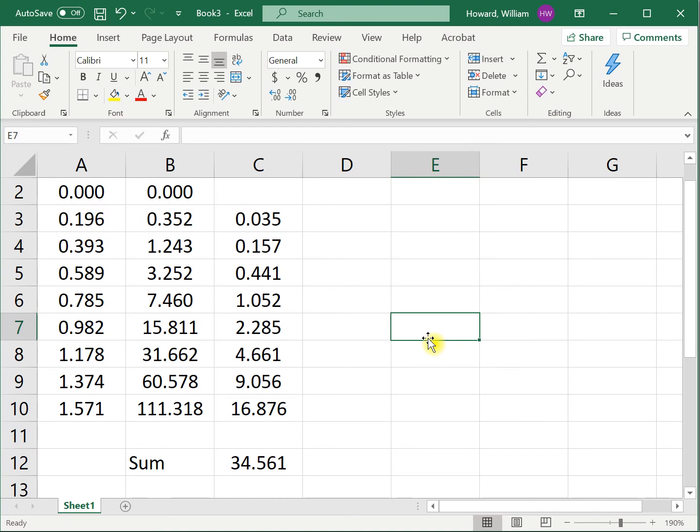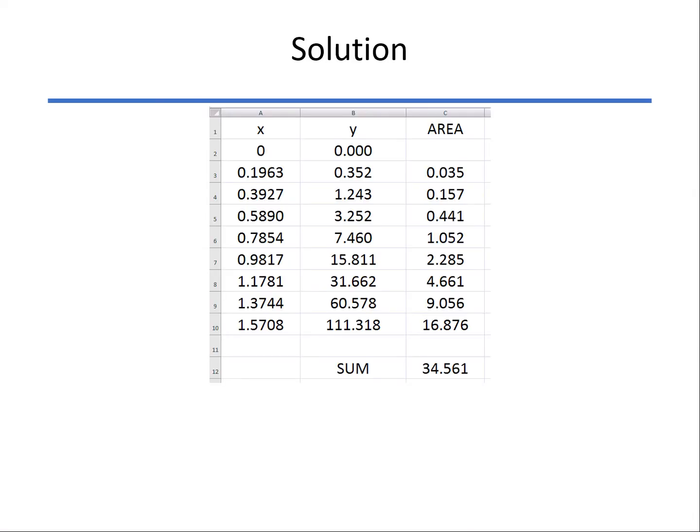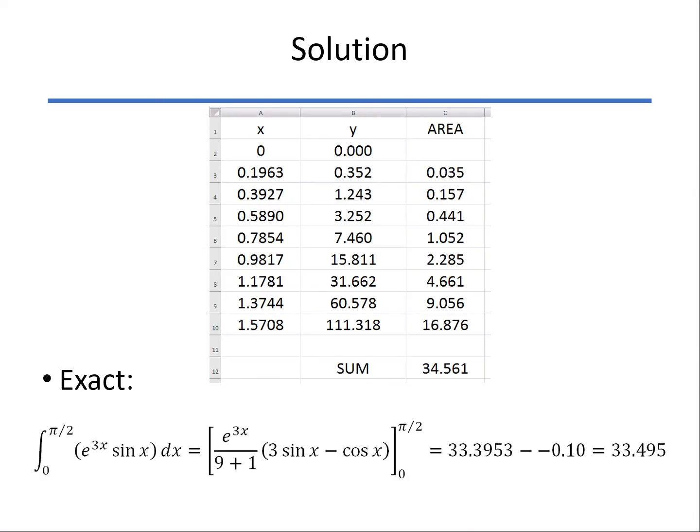Now let's go back to the slideshow for just a moment here. And so there's our answer. Now it turns out if you do the exact one here, it's a little bit more of a complicated formula, which is one reason you might want to do it numerically instead of having to look the formula up. You see we're pretty close, 33.495 as opposed to our value of 34.561. So about 3% difference. And obviously if we used a few more increments, we'd be even better.